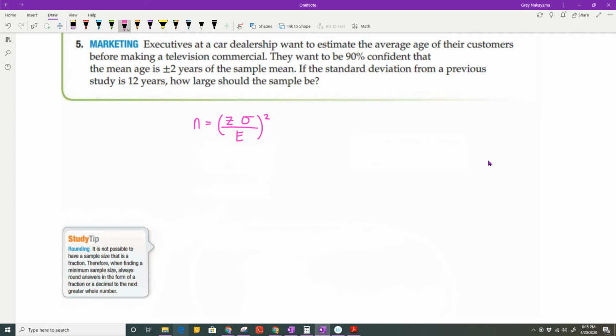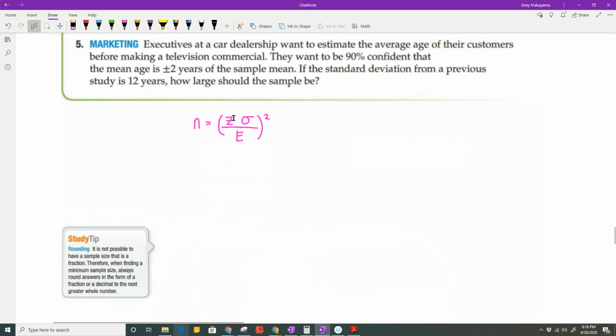Okay. Now, in our word problem up here, we're looking for N. Z, we don't know, but that is tied to my 90% confidence. And that was the chart that I gave you way up at the beginning. I told you I was going to talk about it at the end, and I am going to talk about it. Sigma is my standard deviation. We know that's going to be 12. And E, as I said, whenever you see the plus or minus, that's your maximum error estimate. So that's going to go in there for E. You don't have to worry about the plus or minus because you're squaring it.